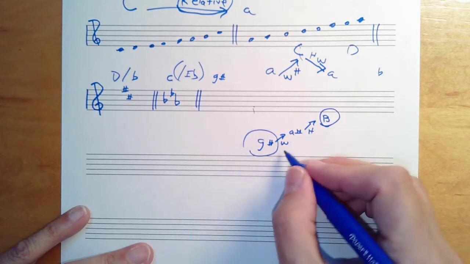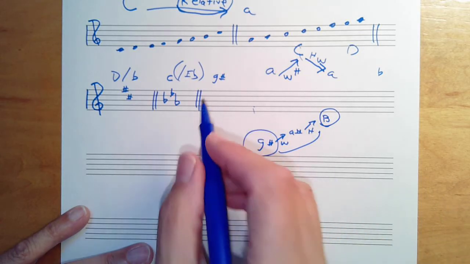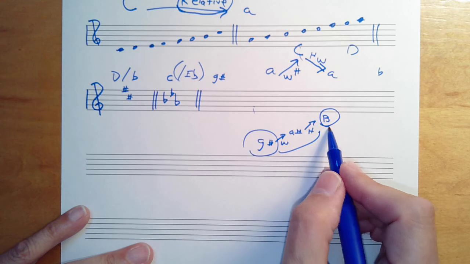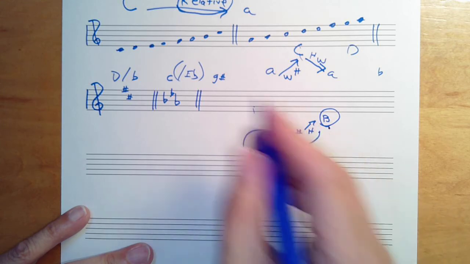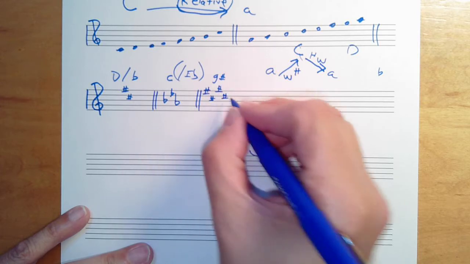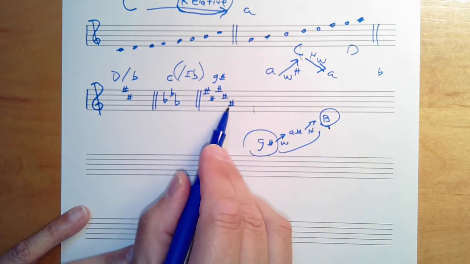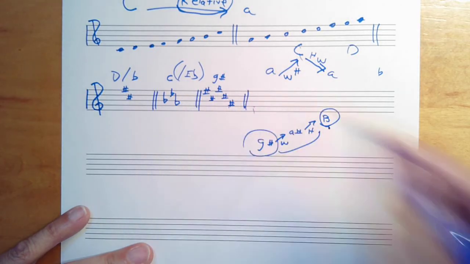So G sharp minor and B major are relatives. Therefore, the key signature of G sharp minor is the same as B major. B major is a sharp key, so we go F sharp, C sharp, G sharp, D sharp, A sharp. We write through to the leading tone to B, and that is our key signature of G sharp minor.